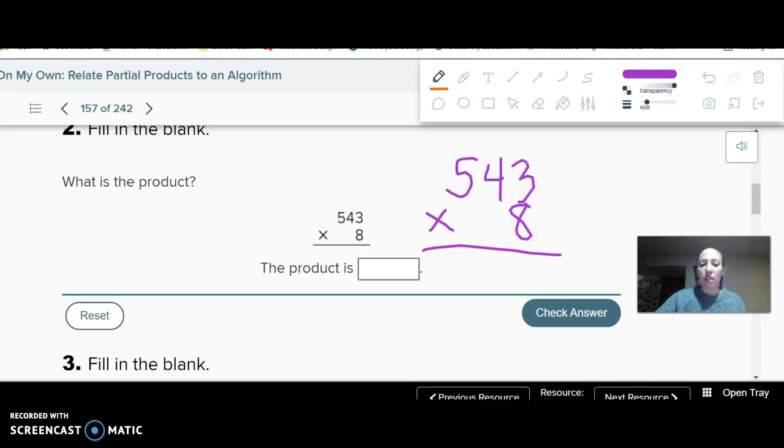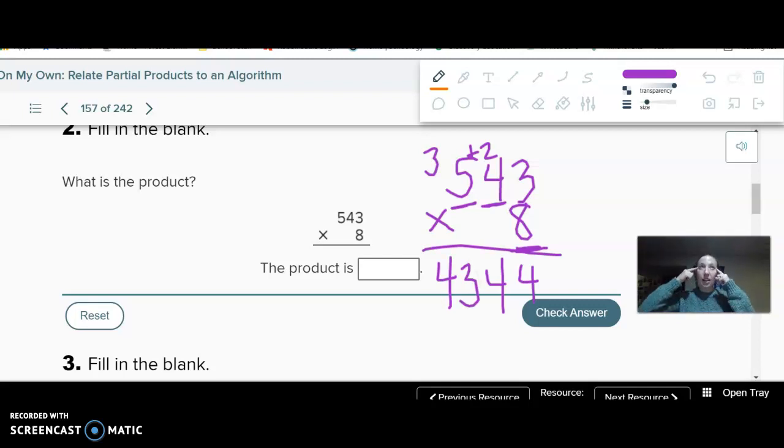3 times 8 is 24. Write the 4, carry the 2. 8 times 4 is 32, plus 2 is 34. 8 times 5 is 40, plus 3 is 43. So notice I had to do like 8 times 5, get that 40, hold that in my brain, and then add on 3, 41, 42, 43. So that's what I mean by I have to sort of multiply and add all mixed together.